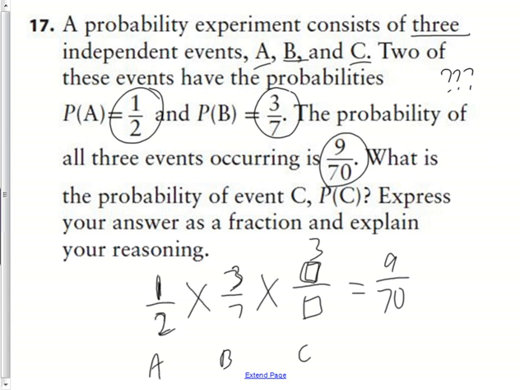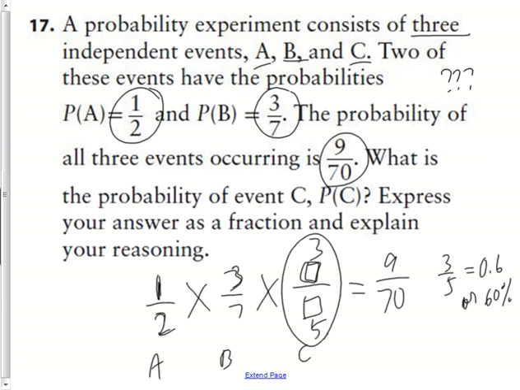So whatever this event was, I had 3 chances out of whatever it was to get 9. 2 times 7 is 14. 14 times 5 is 70. So therefore, the probability of C as a fraction, C had to be 3 chances out of 5, or 0.6, or a 60% chance that event C had to happen in order for the theoretical probability of all three events happening being 9 chances out of 70. So the answer for this question is event C had to be a 60% chance of occurring.